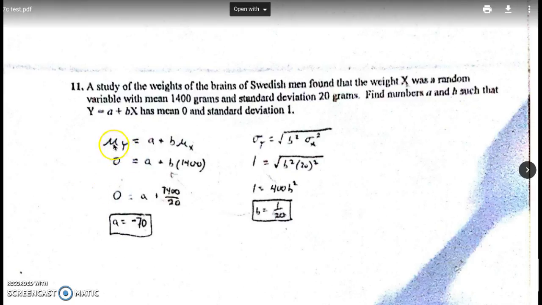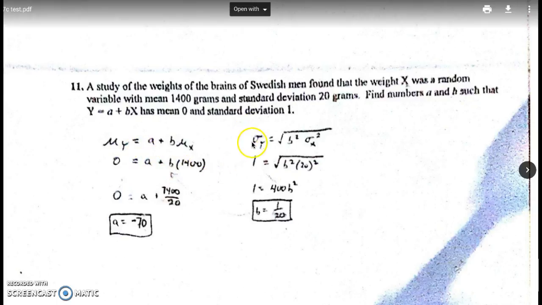So our formula for this: the mean of y is going to equal a plus b times the mean of x. We know the mean of x is 1400. The mean of y is going to be 0. So I have 0 equals a plus 1400b. I can't directly solve that because I have two unknowns.